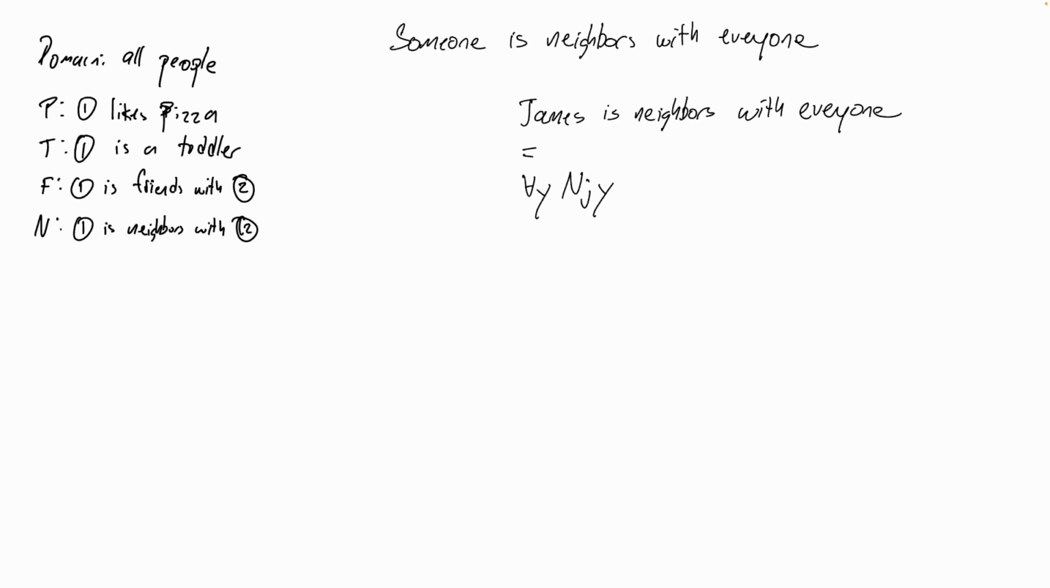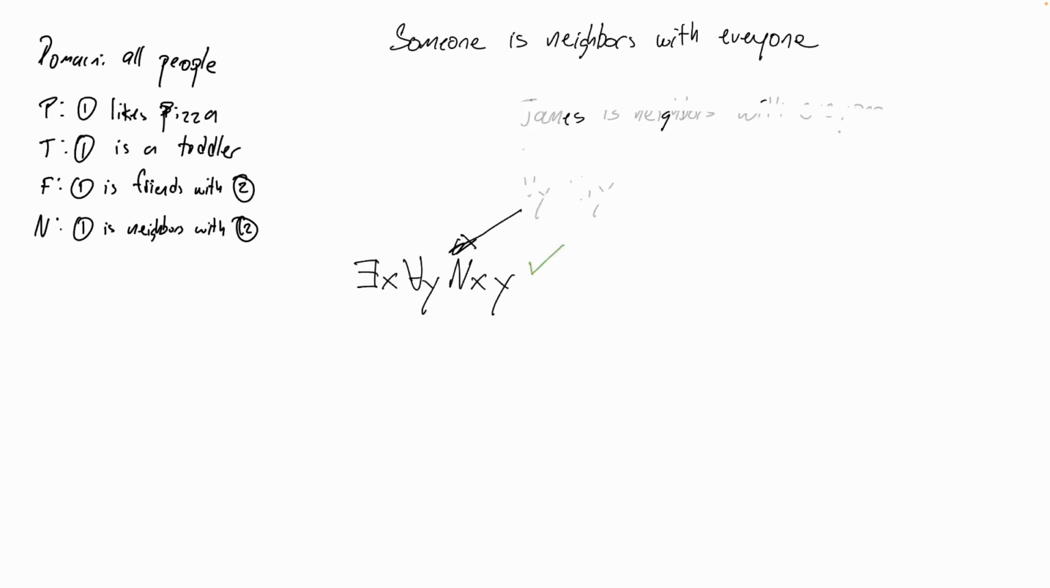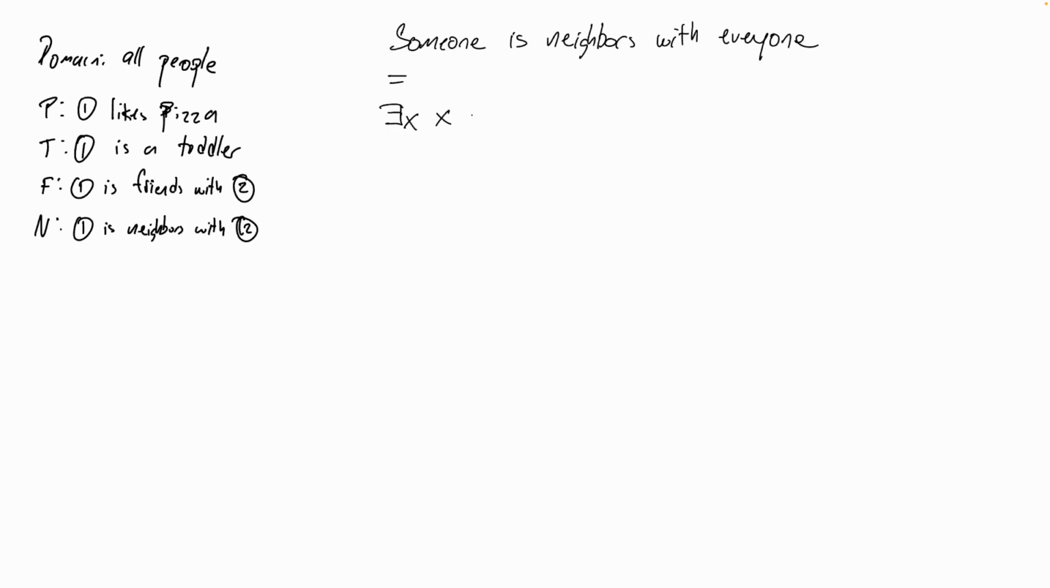That takes us from "for all y, N j y" to "there is an x such that for all y, N x y." Now, instead of saying that James is neighbors with everyone, our formula says that there is some x that is neighbors with everyone. In other words, someone is neighbors with everyone. A second way to get a translation is to progressively rephrase the original sentence so that it gets closer and closer to how we have to say things in a QL language. So first, rephrase "someone is neighbors with everyone" to "there is some x such that x is neighbors with everyone."